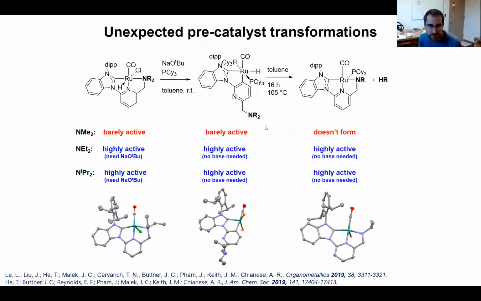Now, this reaction, the second reaction here to form this imine complex, does not happen for dimethylamino, but it does happen for diethyl and diisopropyl. To talk just briefly about the structure of this complex, it's reduced to a ruthenium 0 form. So this is an 18 electron, 5 coordinate ruthenium 0 complex.